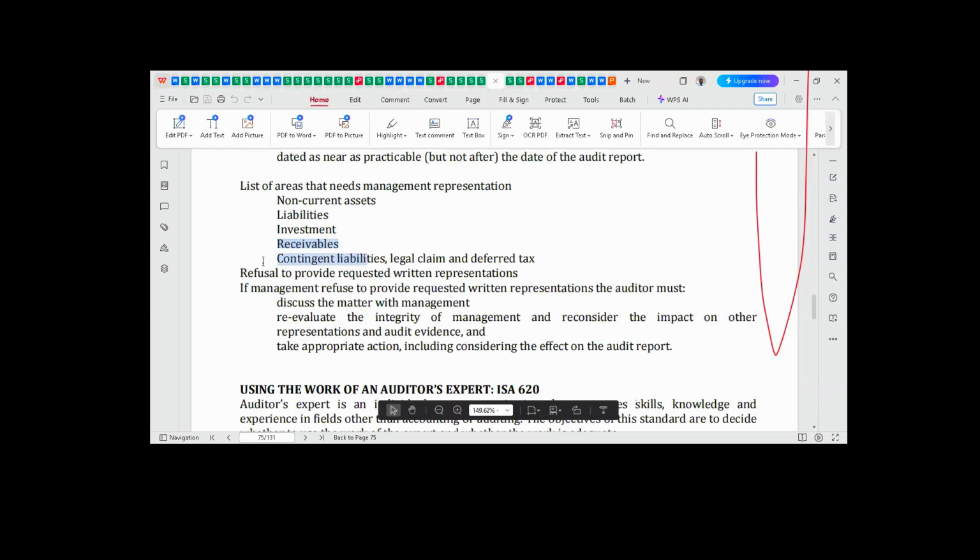Now, where management refuses to provide written representation, the auditor will first of all discuss with them. After the discussion, you need to re-evaluate the integrity of management and look at the impact the missing letter of representation is going to have on the audit evidence as well as the financial statements that have been examined. And at the end of the day, you will need to qualify the audit report. All right? So that is it about written representation.